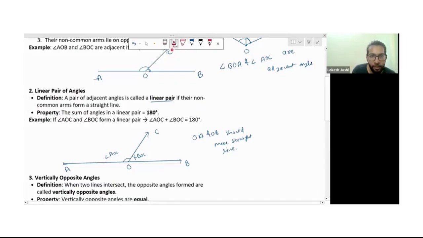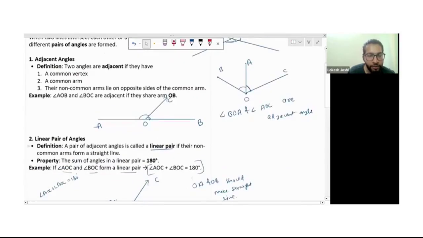And the property given is that the sum of angles in a linear pair is 180 degrees, which means if I add angle AOC plus angle BOC, then our answer will be 180 degrees, no matter what the measure of one angle is. It's also written there, if angle AOC and BOC form a linear pair, then the result is that the sum of both angles is 180 degrees.